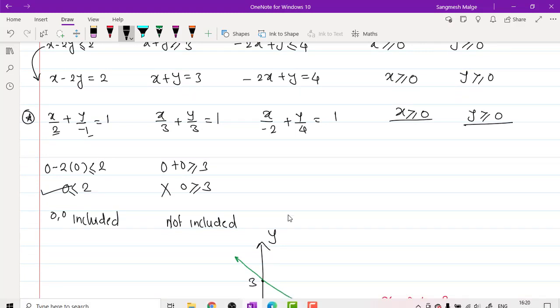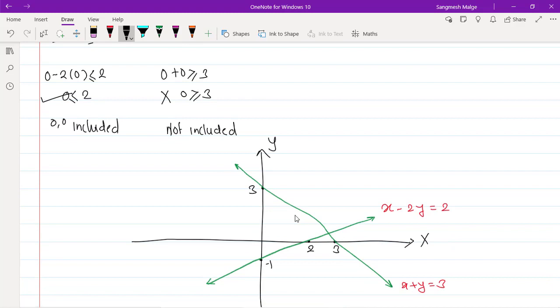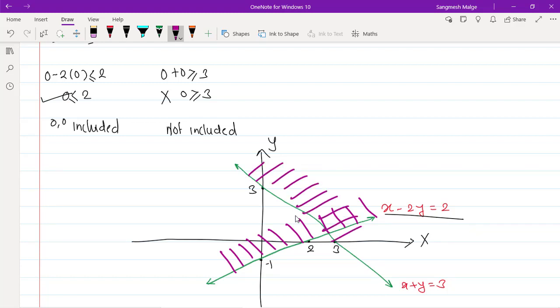So get the feasible solution. For the first line, 0 0 is included. So this was my first line. Okay, 0 0 is included means, what do you think, which is the feasible solution? Of course, this is the feasible solution for the first line. For the second line, 0 is not included, meaning this is the feasible solution for the second line.